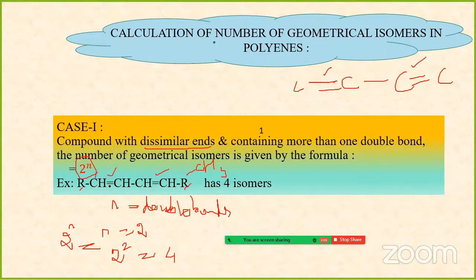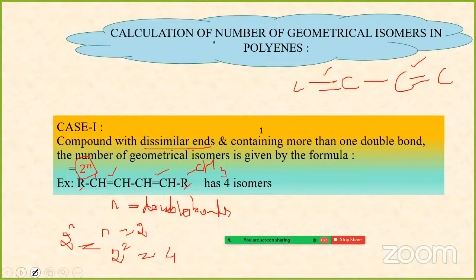Only these two are the double bonds, and here R is an alkyl group, whether a 1-carbon methyl group, a 2-carbon ethyl group or a 3-carbon propyl group, and so on, depending upon the number of carbons we take. So it is a generalized formula, where R is an alkyl group. This is the first case of how we can calculate the geometrical isomers in polyenes.